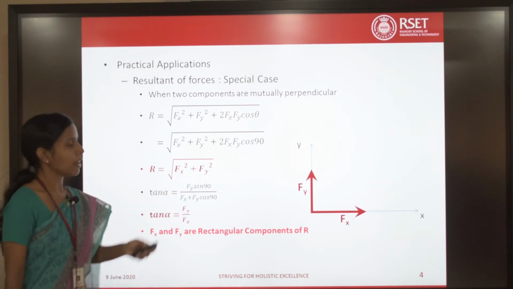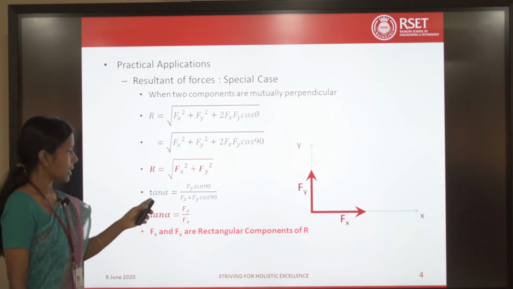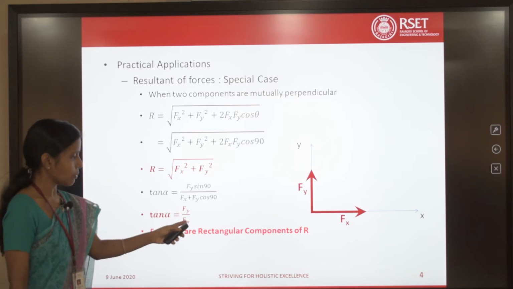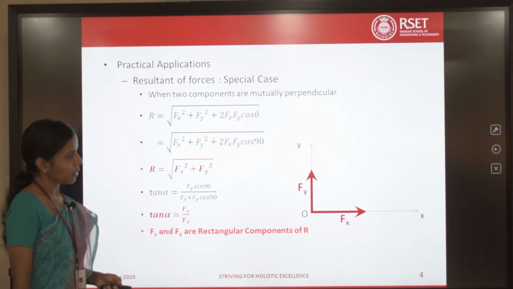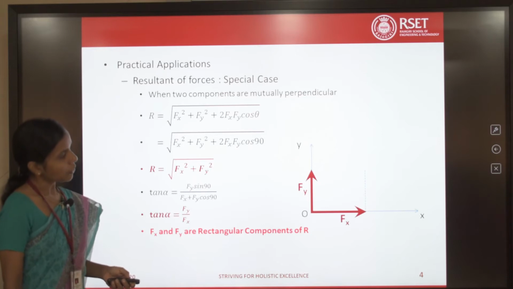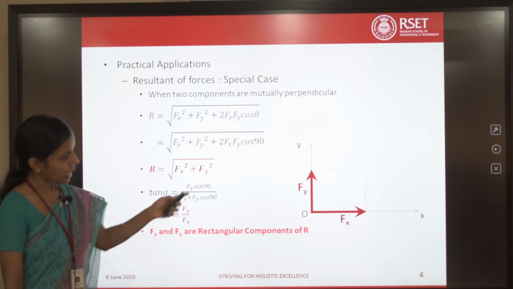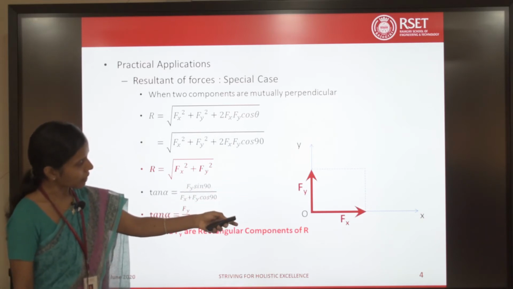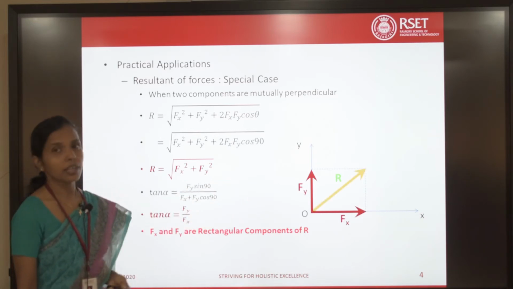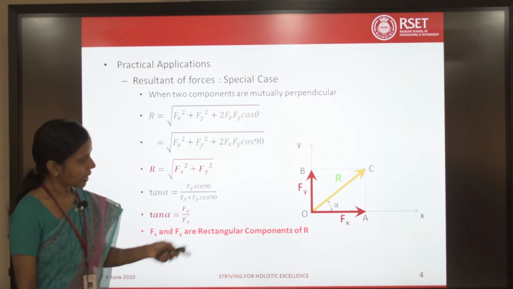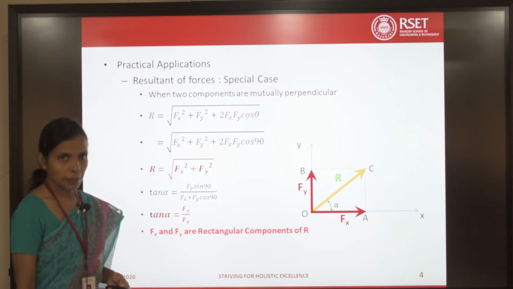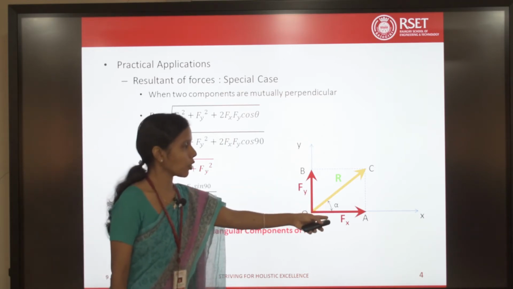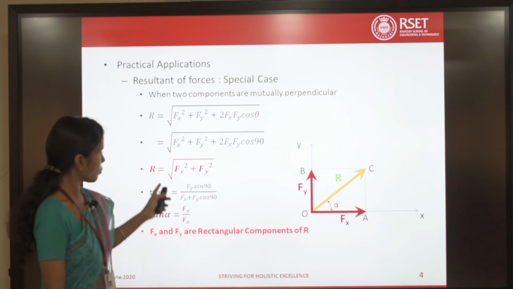So, what happens to the equation? It becomes square root of Fx square plus Fy square. And what is tan alpha? The equation is this, and here sin 90 is 1, cos 90 is 0. So, it comes out as Fy by Fx. So, how did you get that? You try to construct a parallelogram with Fx and Fy as the adjacent sides. When you construct a parallelogram, then the diagonal of the parallelogram will give you the magnitude of the resultant, and the angle alpha is defined by this. So, you can see that the diagonal of a rectangle is nothing but square root of the sum of the squares of its sides. That is what you have got over here.